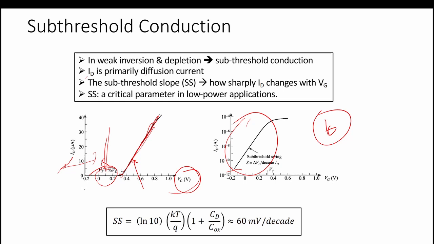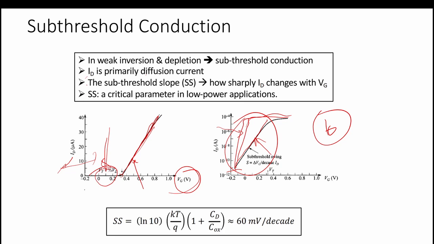Okay, that is not that important. Another thing is the subthreshold swing, how sharply Id is changing with Vg. How much steeper this is, how much steeper this is. This device is much better than this device, but there is a limitation.